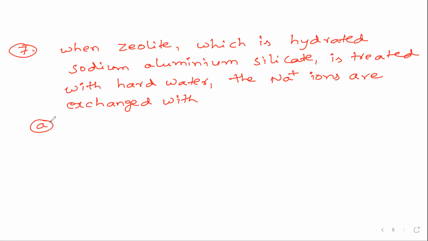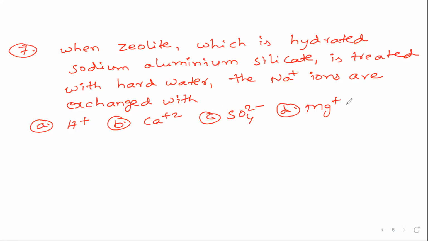There is more than one correct option. Option A, H plus ions. Option B, calcium ions. Option C, sulfate ions. Option D, magnesium ions. So sodium ions are getting exchanged with calcium ions as well as magnesium ions. So the answer is B and D, because it is more than one correct option. As I told you, this question has come for IIT Advanced. Next question number 8. Let us discuss now.